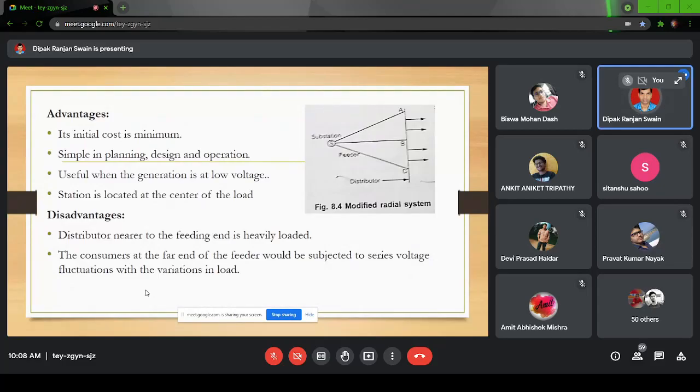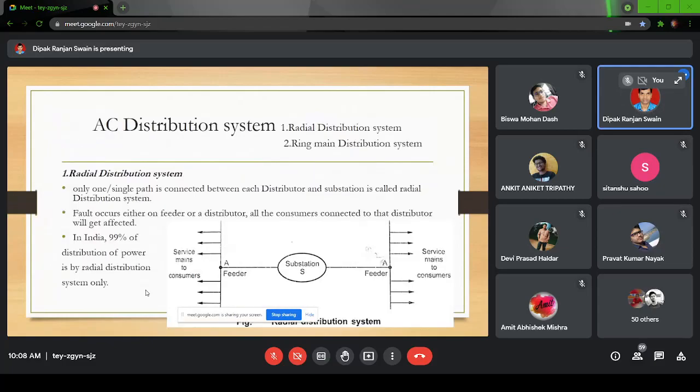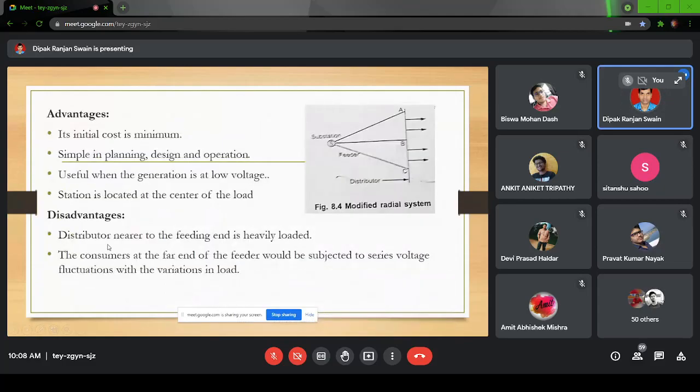Station is located at the center of the load, as that figure shows. If the station is not at the center and is only at one end, what will happen? The one feeder will get higher voltage, the other feeder will have lesser voltage because the distance from the substation to that feeder is very large compared to the other side. Let us say the substation is nearer to this side, so the voltage on the other side will be somewhat less due to the transmission line voltage drop. Distributors nearer to the feeding end will be heavily loaded.